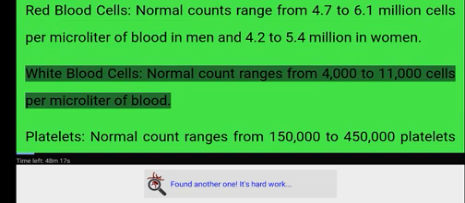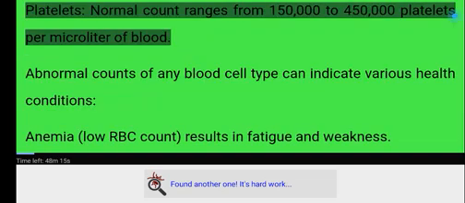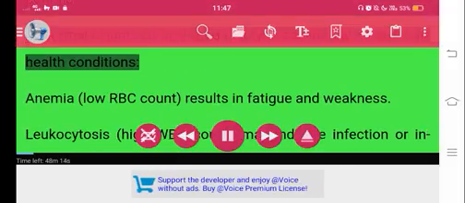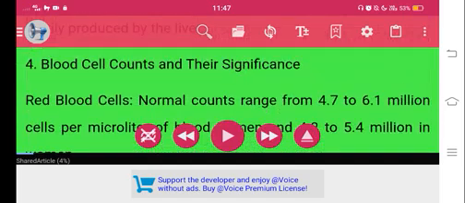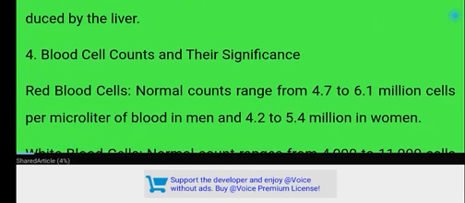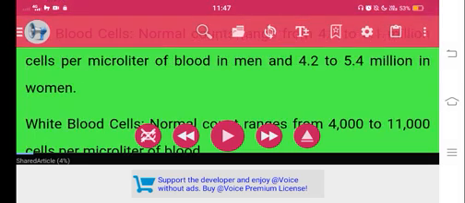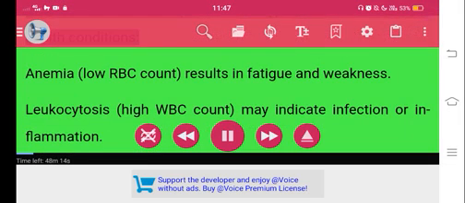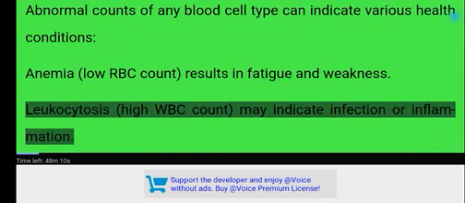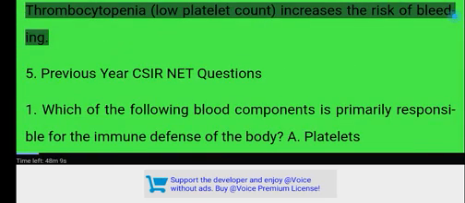White blood cells. Normal count ranges from 4,000 to 11,000 cells per microliter of blood. Platelets. Normal count ranges from 150,000 to 450,000 platelets per microliter of blood. Abnormal counts of any blood cell type can indicate various health conditions. Anemia, low RBC count, results in fatigue and weakness. Leukocytosis, high WBC count, may indicate infection or inflammation. Thrombocytopenia, low platelet count, increases the risk of bleeding.